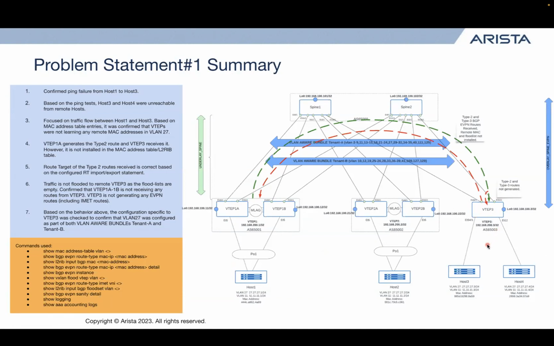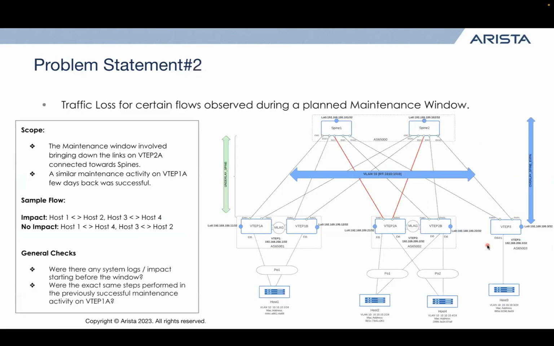With this, let's go ahead and take a look at our problem statement 2. We again have an EVPN-VxLAN bridging setup, and we have one VLAN 10 that is mapped to a MAC VRF. Note that in this topology, host 2 and host 4 are behind VTEP2A and 2B.